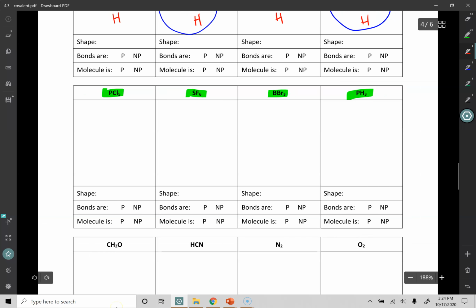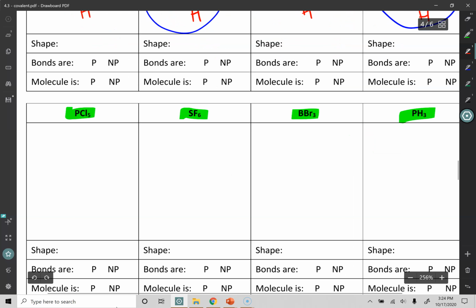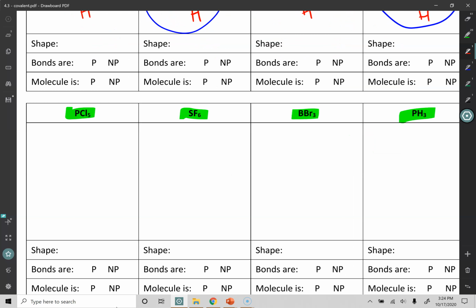So since we've already done one sulfur-containing compound, H2S, I want to look at another one, SF6. Sulfur has its 6 valence electrons. Fluorine, 6 of them times 7, 42 valence electrons. So I have 48 valence electrons to deal with. Sulfur is going to be my central atom. This is what I mean by it'll expand when it has to. There is no way to attach 6 fluorine atoms to sulfur without expanding its octet.